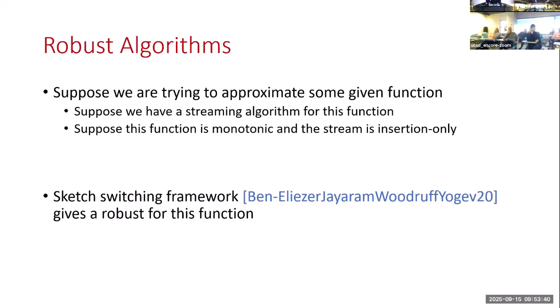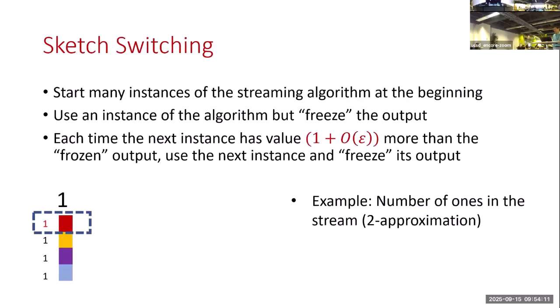Suppose we have some function that we're trying to approximate, and this function is monotonic, and the stream is insertion only, which means that the value of the function is only growing over time. Then we can just run multiple instances of a streaming algorithm, and each time one of these algorithms produces a value that has increased by 1 plus epsilon, we can freeze this value and keep outputting this frozen value until the next algorithm produces something that is larger. Okay, that was a mouthful. I think it's best illustrated with an example.